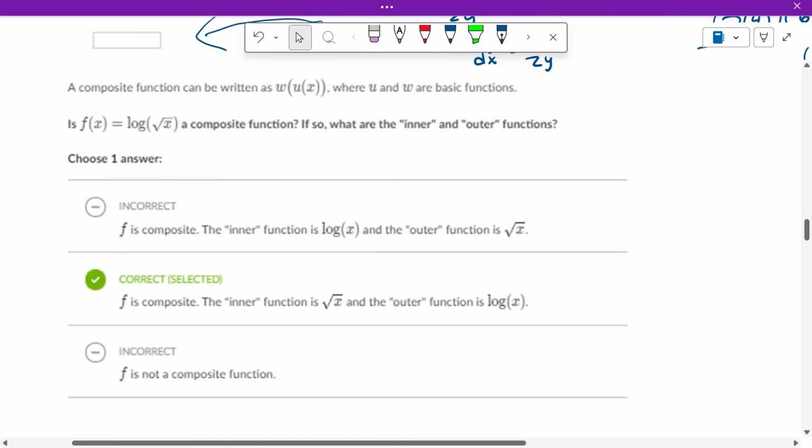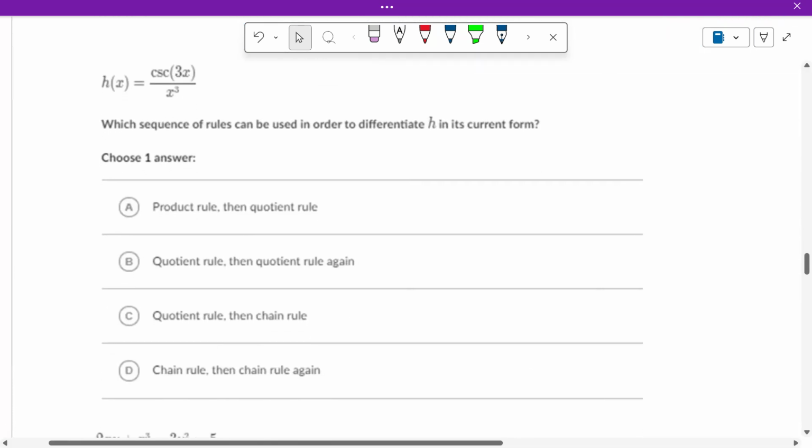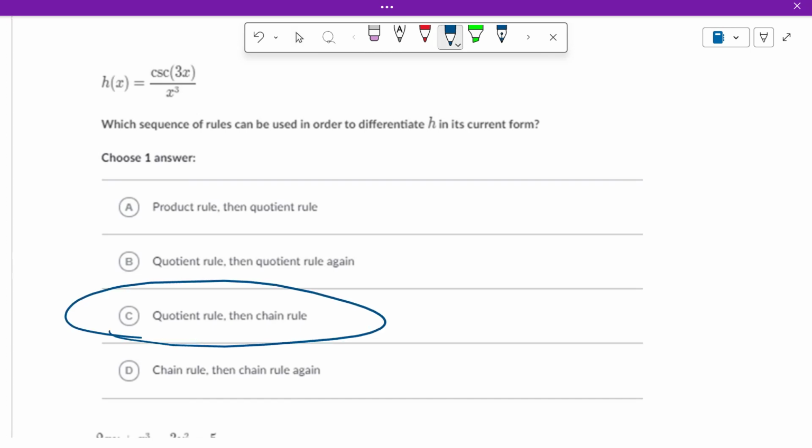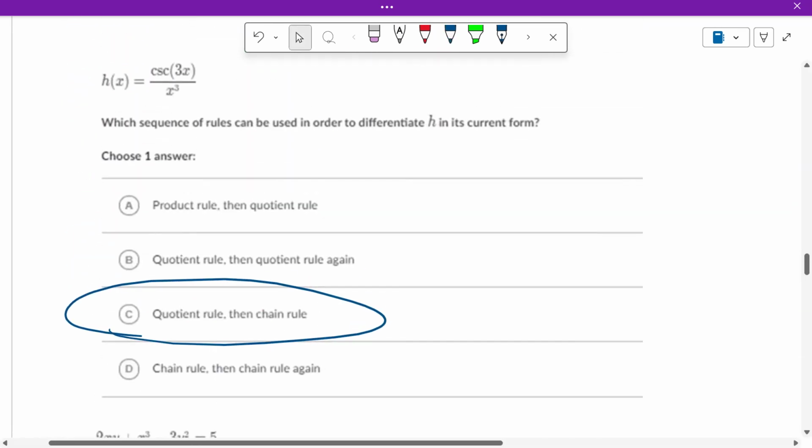Chain rule. What's the inner, what's the outer? Well, the inner is obviously square root of x, and the outer is log of x. We know the chain rule good enough. We can handle that. Which one is this? Quotient chain. You guys are good. Because the cosecant of 3x has to do the chain rule to it.